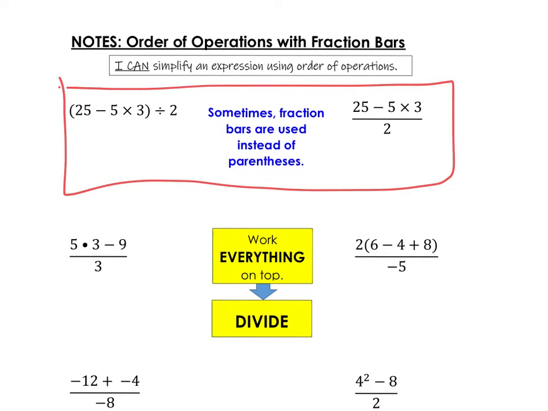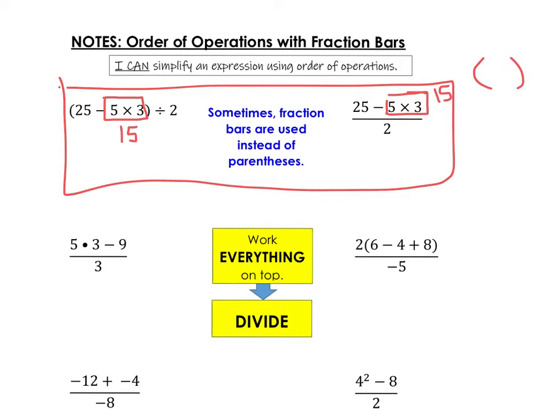So we know in order of operations, the first thing we do is our parentheses, right? And inside that parentheses, we still have to follow order of operations. So here, we would do our 5 times 3 first, and our 5 times 3 would be 15. Well, same thing when we work out a problem with a fraction. We're going to work out our top first. Our top is like our parentheses. So the same thing we would work out here would also be 5 times 3, which is 15.